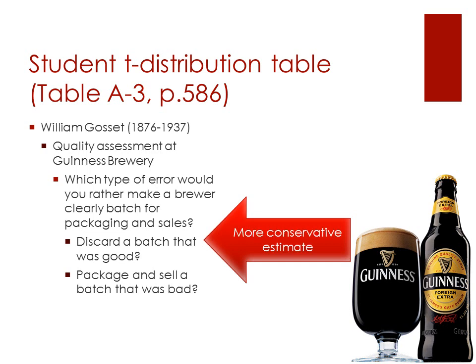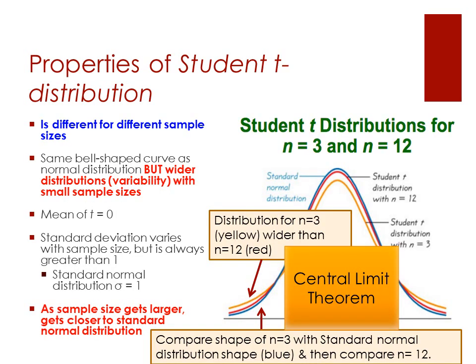Packaging and selling a batch that was bad is very bad PR. You're going to have to recall it. You're going to have unsatisfied customers. So with this reasoning behind it, we can see why, when we have smaller sample sizes, our t distribution table is going to be making more conservative estimates for the probability of an event. Okay?